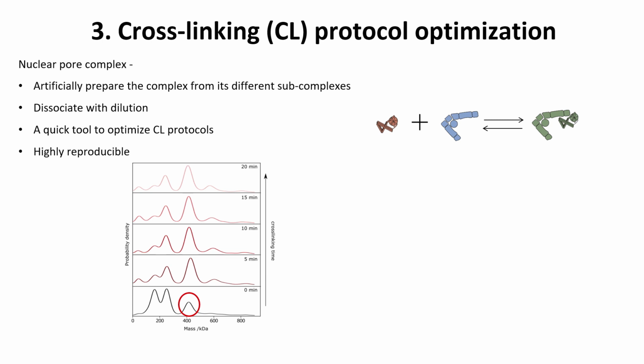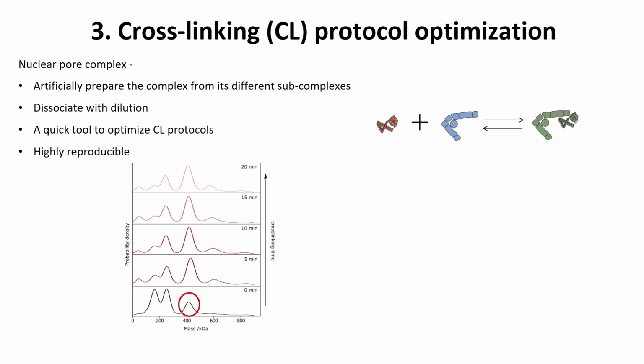The third system is nuclear pore complex, where we wanted to explore how mass photometry can help cross-linking protocol optimization. It's known that in order to make sure that the full complex is in high abundance when you dilute the sample, you can cross-link it. The question is, what is the best cross-linking protocol? You can play with the amount of cross-linker that you add, or with the time you leave it to cross-link before you quench it. And the main question is how you quantify each one of those options.